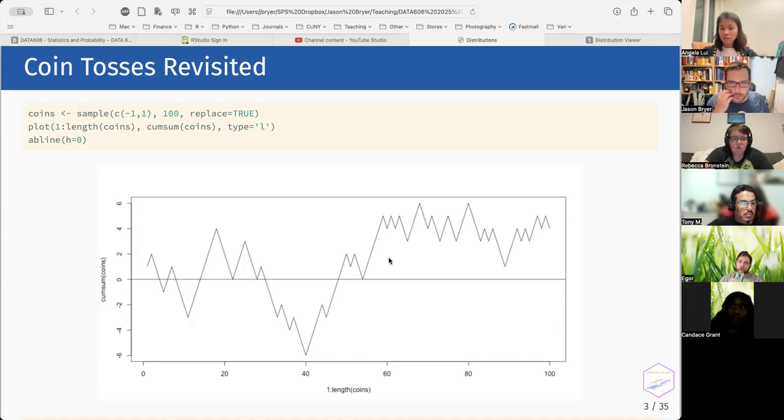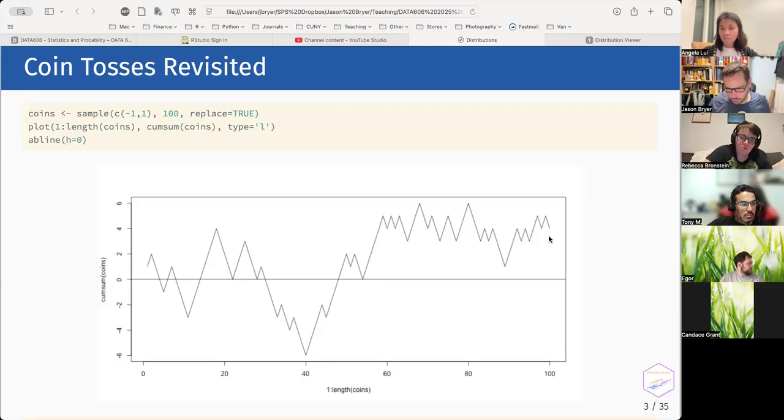As we alluded to, a big part of this class is, well, how far away from zero would we have to be before we'd think, hmm, I wonder if this coin is not fair. So that's what we're going to look at. Here's a single example, and in this case, I ended up at positive four.